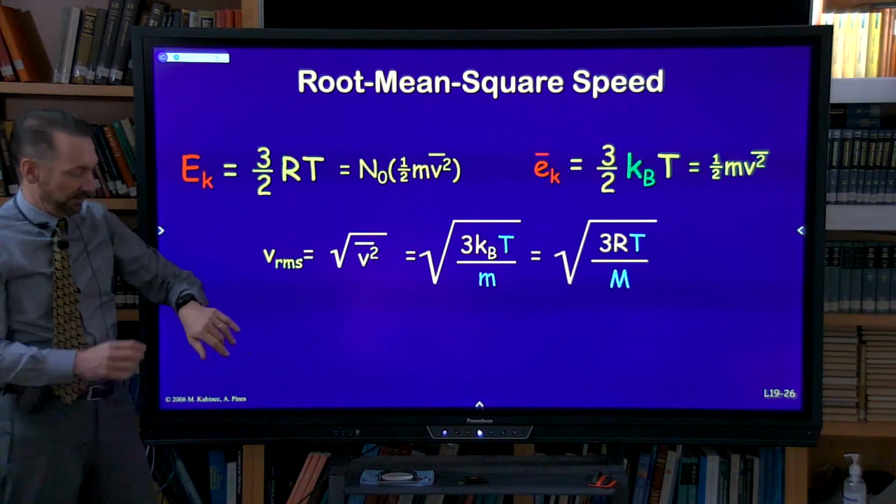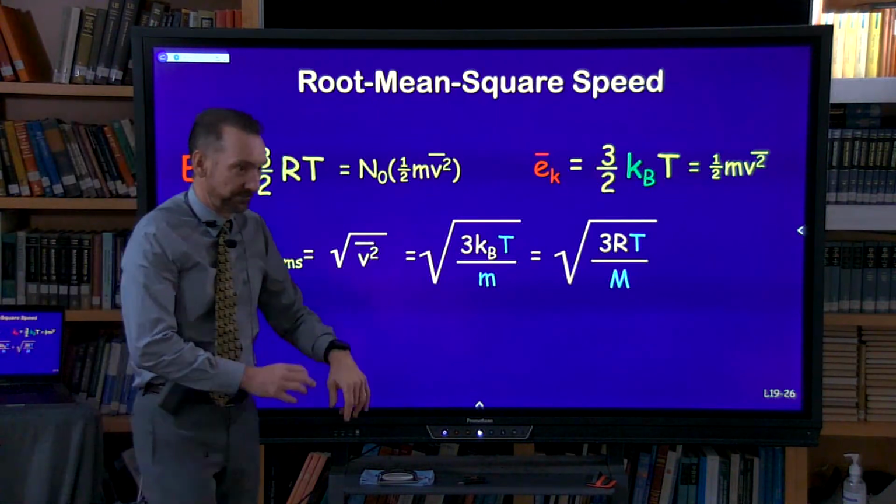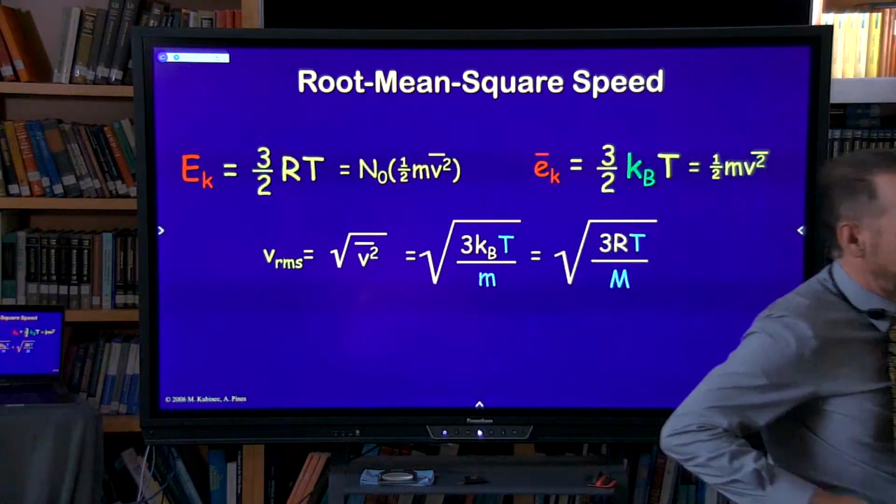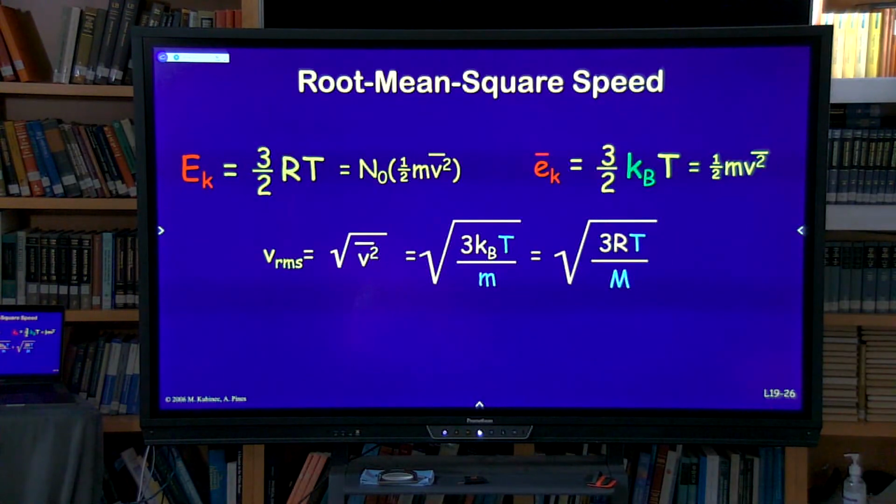That's my phone. I'm not far enough away to turn it off.